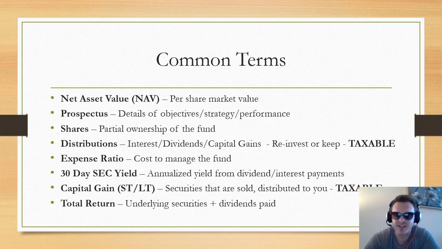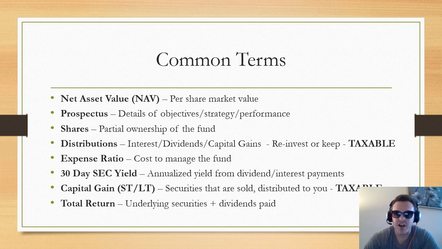Prospectus. The prospectus details the objectives, strategy, and performance of the mutual fund. You need to read this before you invest in a mutual fund. This document will tell you everything you need to know about the mutual fund. Who are the managers? What kind of things are they buying? How diversified are their investments? What are the objectives of the fund? You need to read this. It's a big document, but if you don't really understand what you're investing in, you could be giving your money to a bunch of bozos that don't know what they're doing. So you need to read this document to really understand what you're buying.